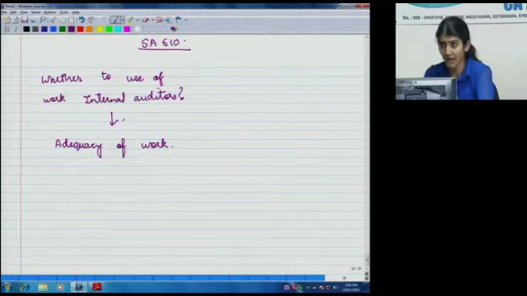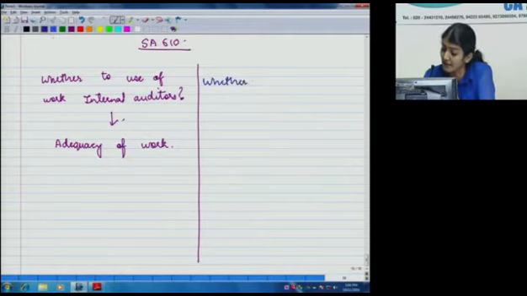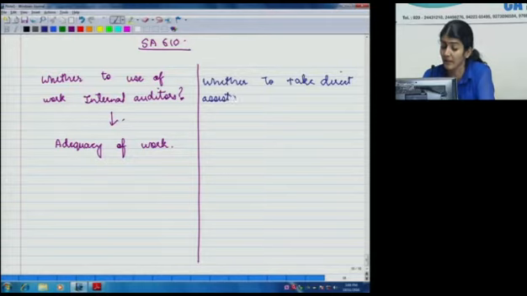यानी कि again you will have to do the evaluation, है ना? You cannot blindly rely. And this revised standard, the 2016 standard, has put one more new thing. Whether to take direct assistance from the internal auditors. Whether to take any direct assistance from the internal auditors.